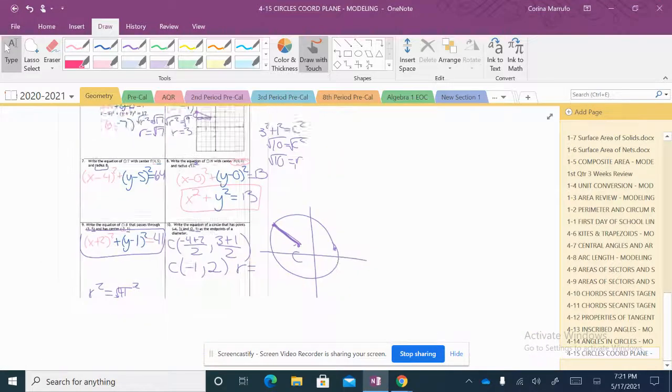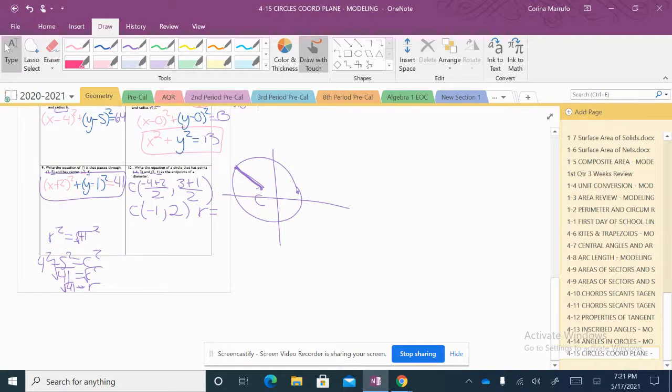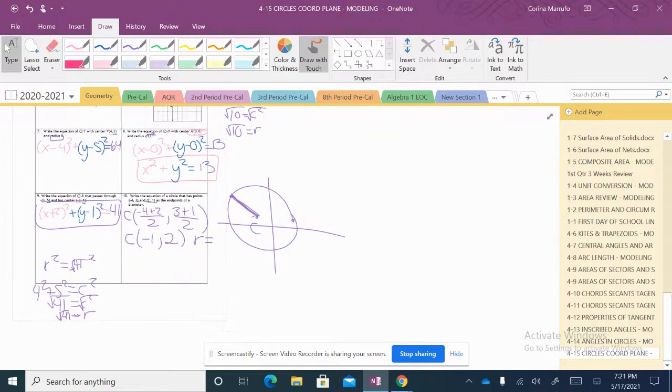So when we're writing it here, with my center, what did we say the radius was? The square root of 10. So now that I have my center, I subtract my x value. So I subtract a negative 1, and that turns into a positive, plus I subtract my y value, so y minus 2, and that's squared, equals, and then I take the radius and square it. So the square root of 10 squared is just going to give me 10.